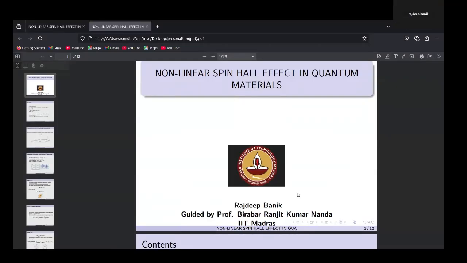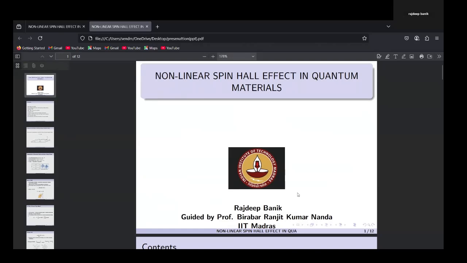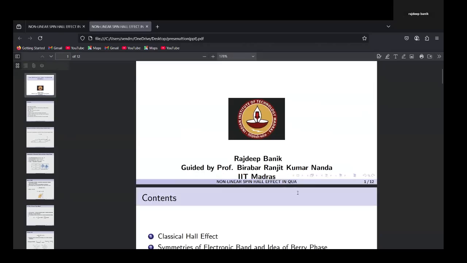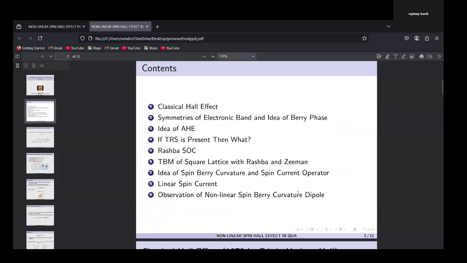Okay. So, I am Banik from IIT Madras. I will give a talk on nonlinear spin effect in quantum materials, and I am doing a project with Professor Ranjit Kumar Nanda. So, I'll go through first.